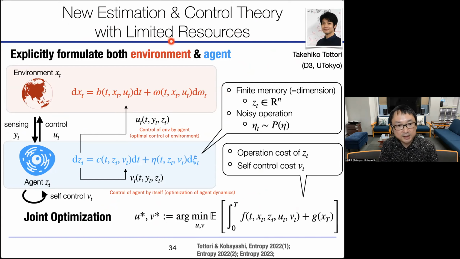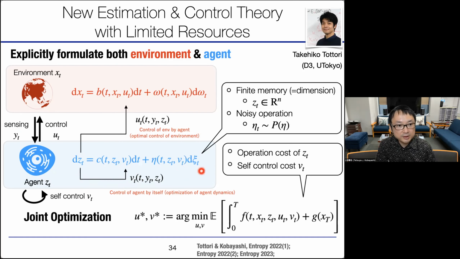The key idea is very simple. He explicitly modeled the agent. Usually in conventional control theory, we only model the environment by using a stochastic differential equation, and also we model the noisy sensing and the cost of the control. But he also introduced a model for the agent, using a stochastic differential equation, and he considered the optimization of this agent by itself by introducing another control parameter B from the agent to itself.